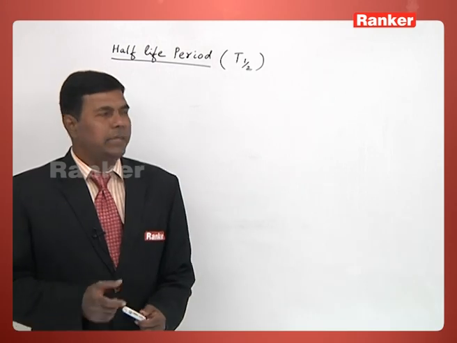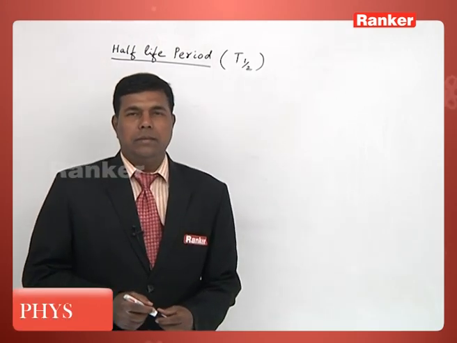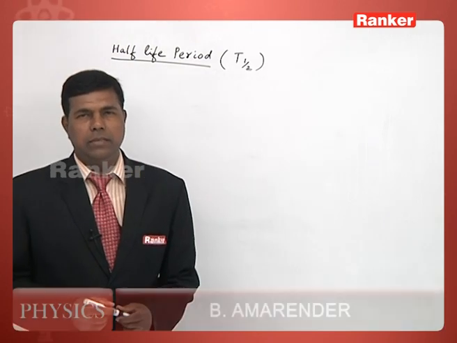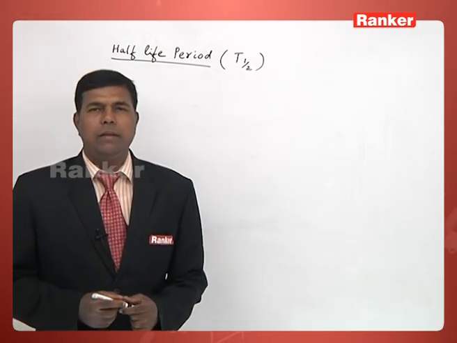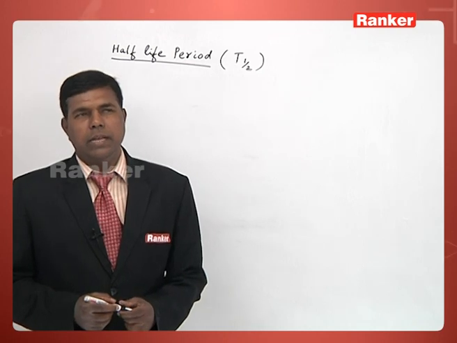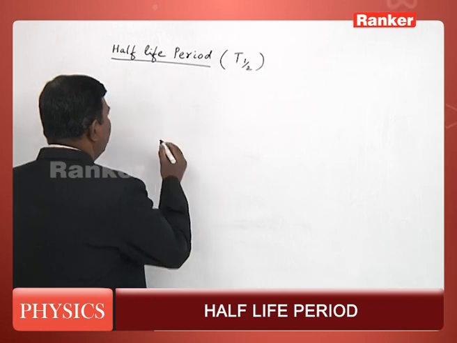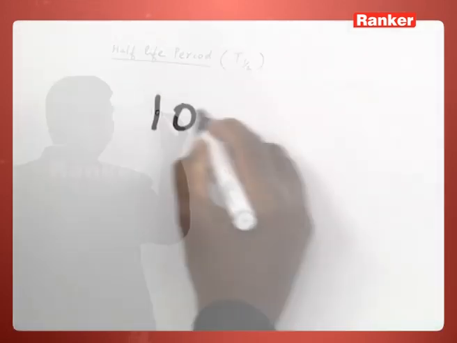Half-life period, represented by T half, is defined as the time required for a radioactive material to disintegrate to half of its original amount. That is, let us say we have a radioactive sample which is initially 10 grams.